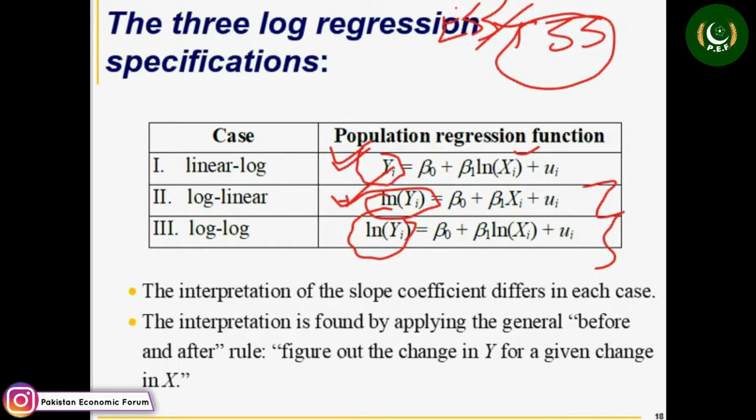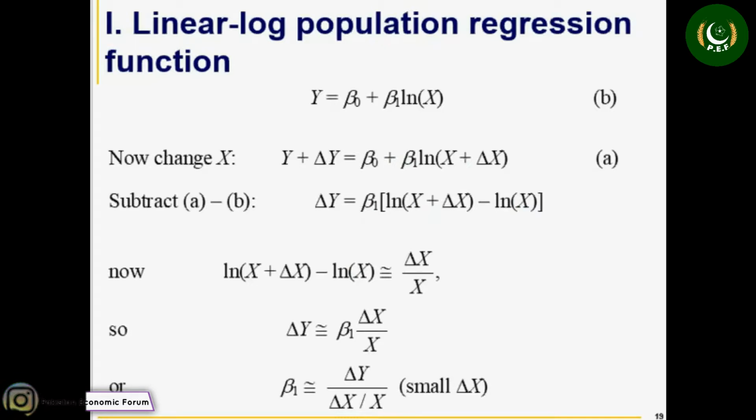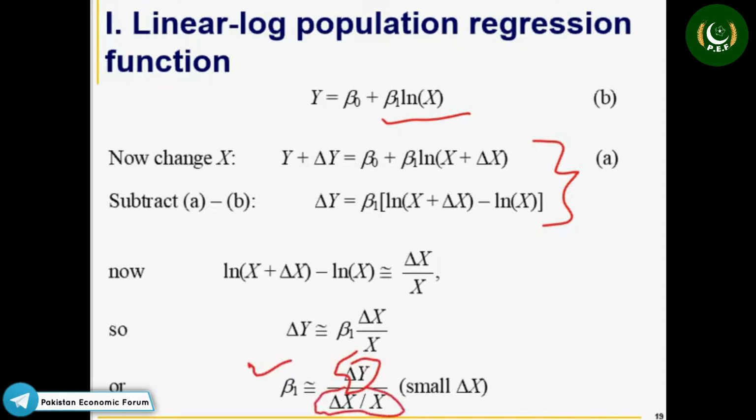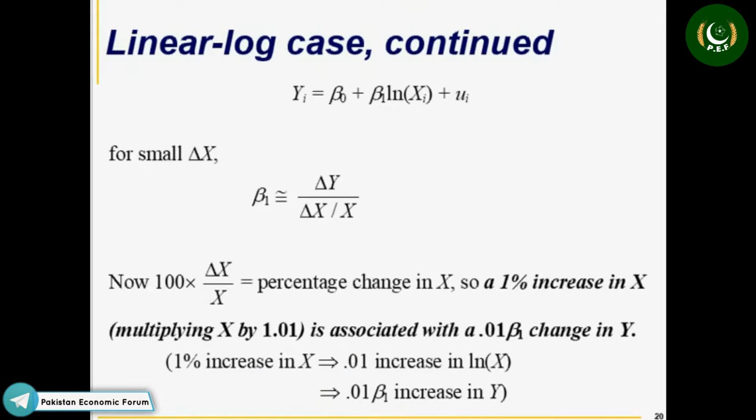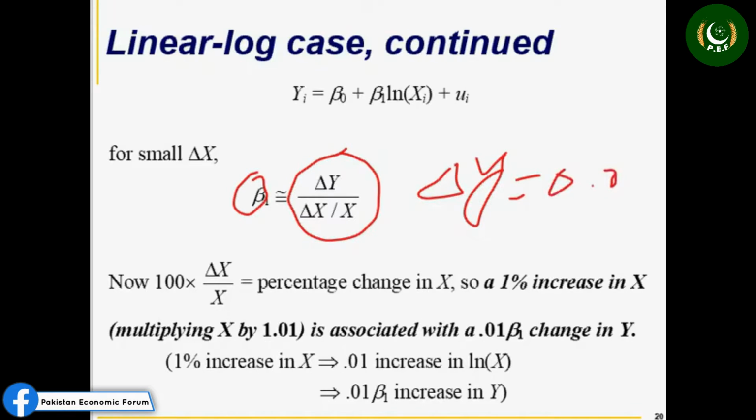Now let's see the first model, linear-log. In this case we take log of x only, and the rest we have discussed already in our previous videos. Beta 1 is the change in y due to a percent change in x, interpreted as delta y over the percentage change in x. A 1% increase in x is associated with a 0.01 beta 1 change in y. So delta y will be equal to 0.01 beta 1 units. That's how we interpret it.